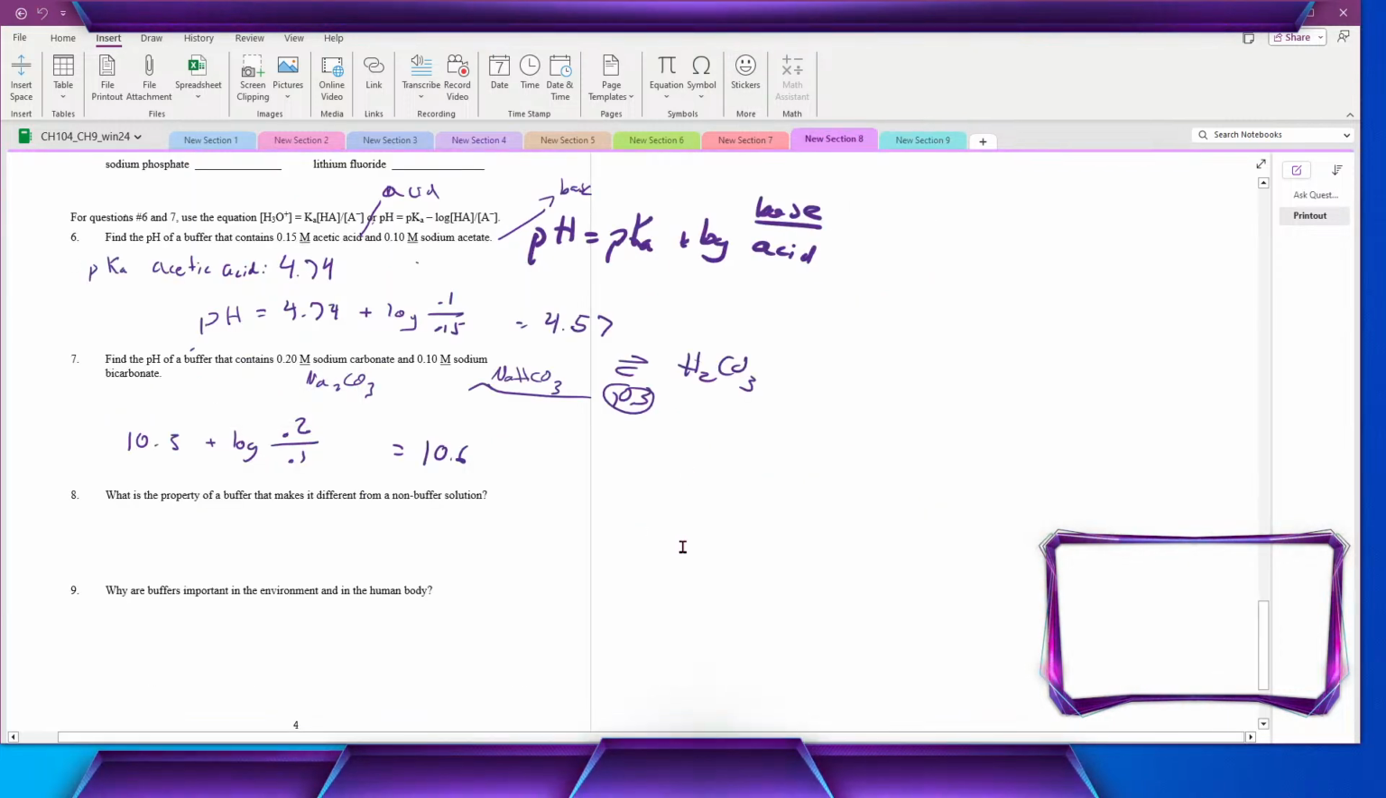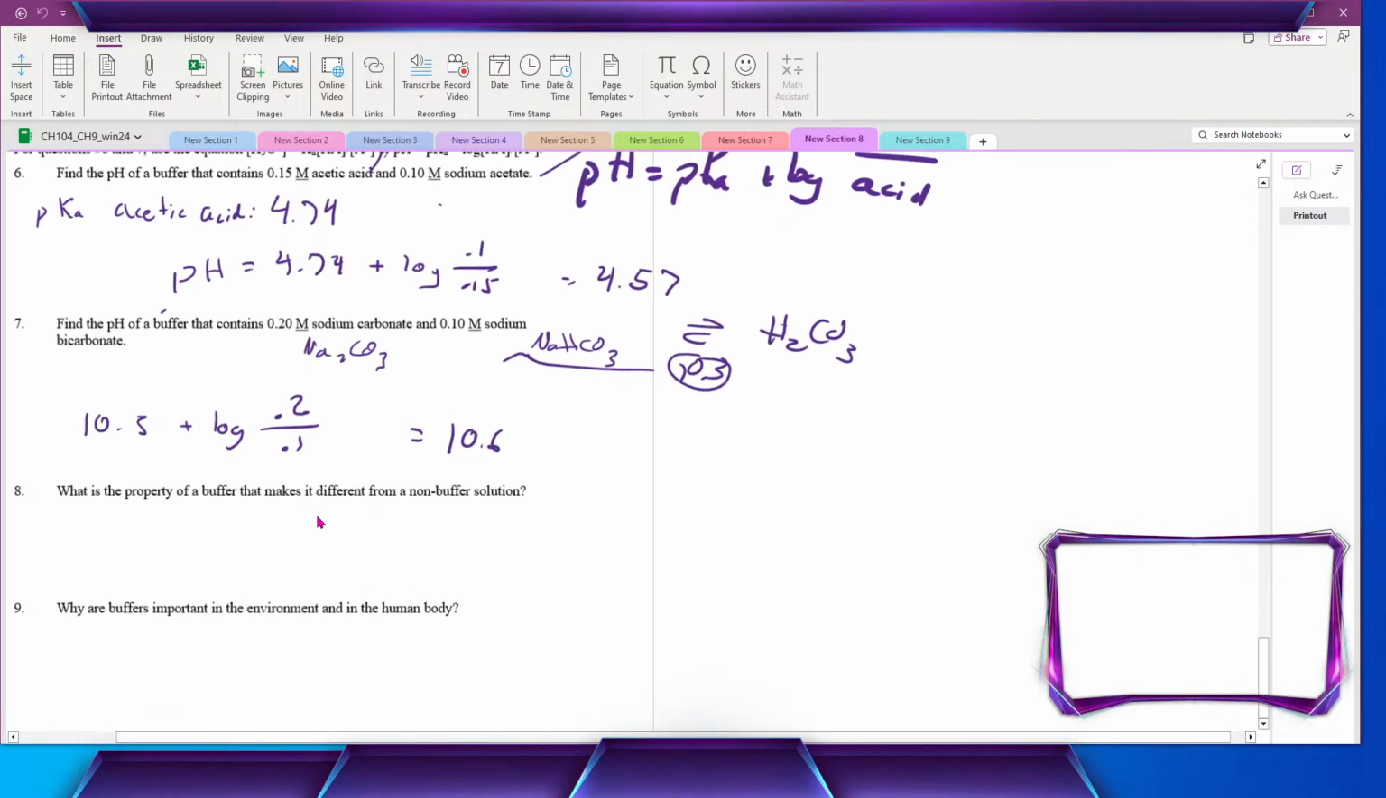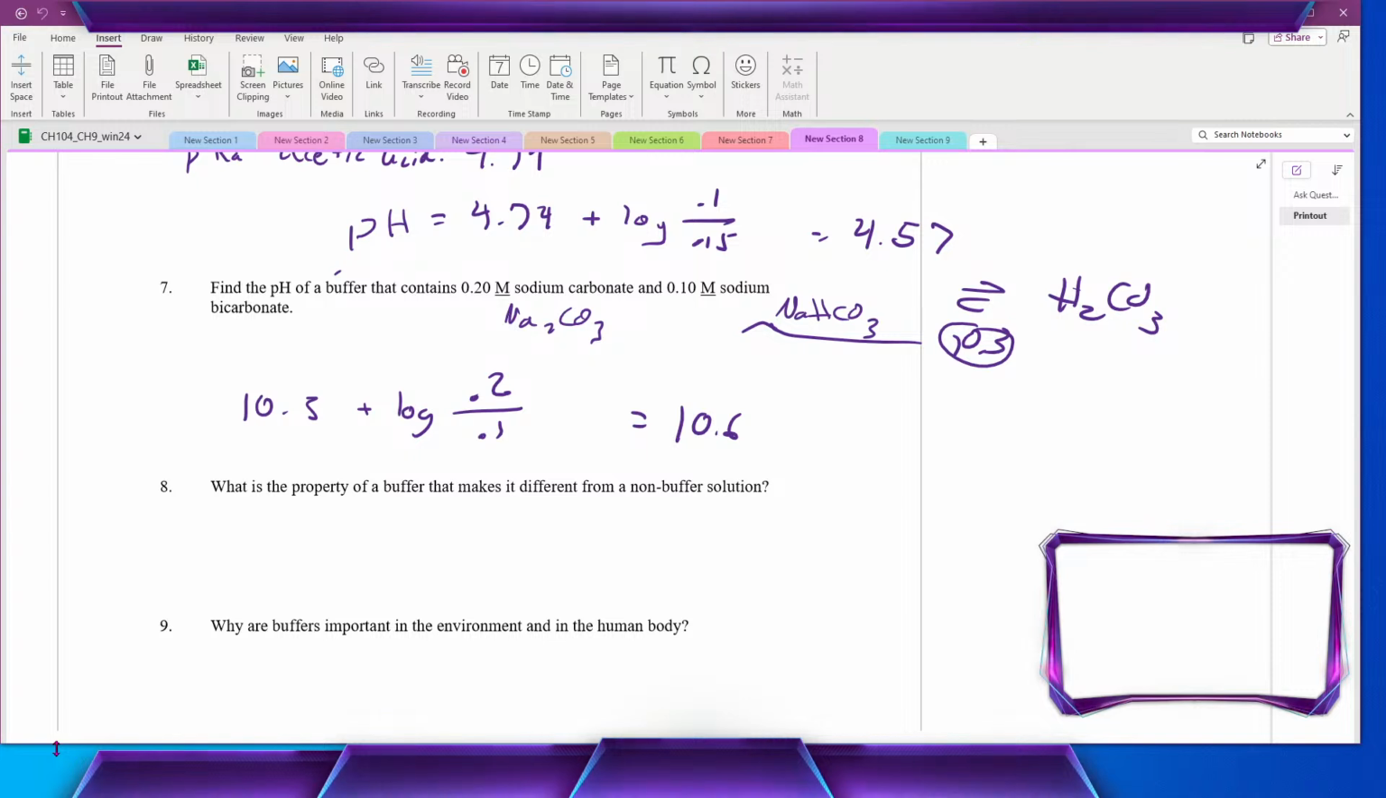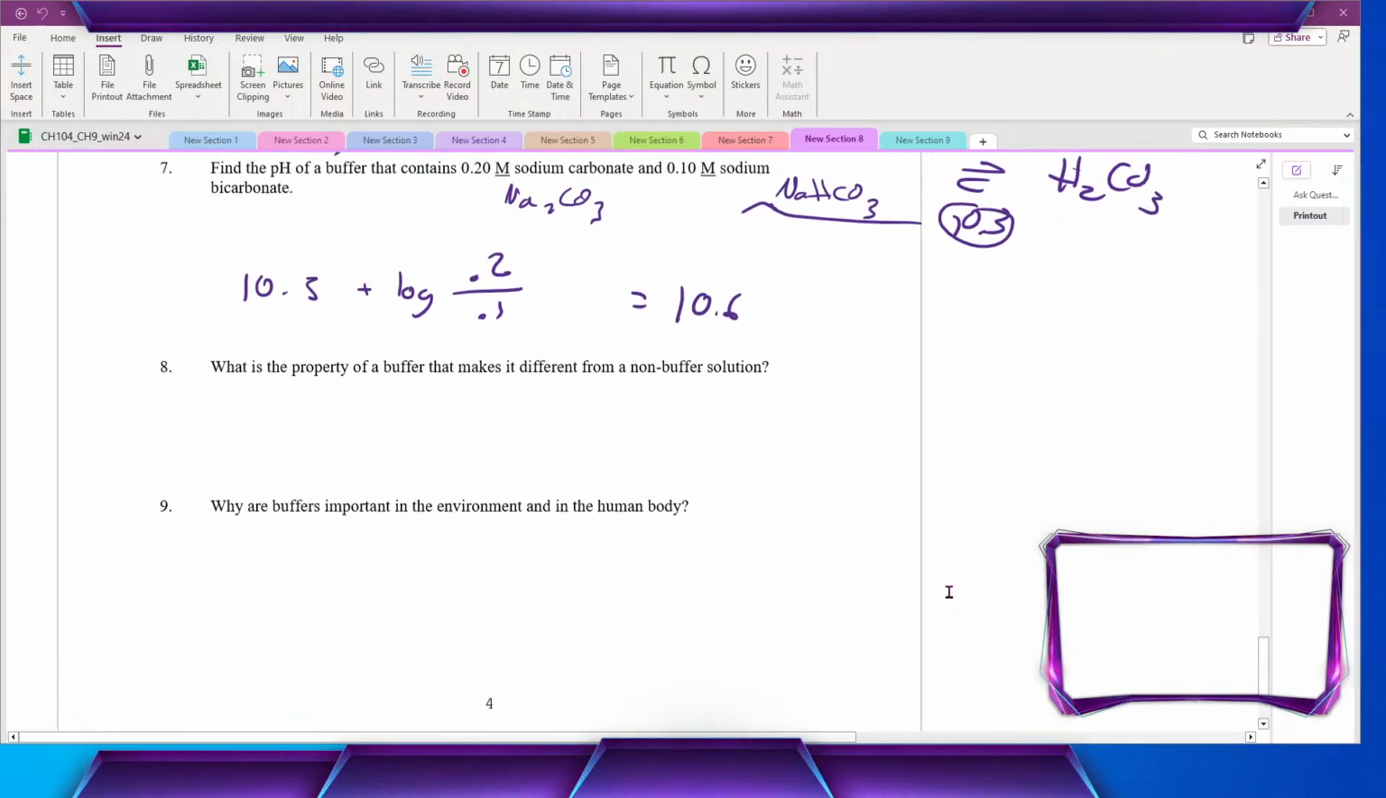Yeah, we can look at question 8 on the homework. Just what property makes it different from a non-buffer solution? And this one. What did you put for this one?